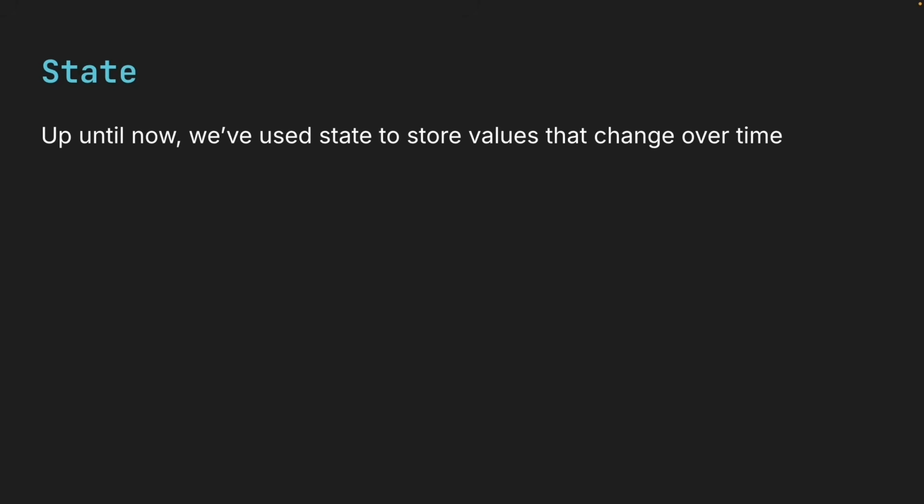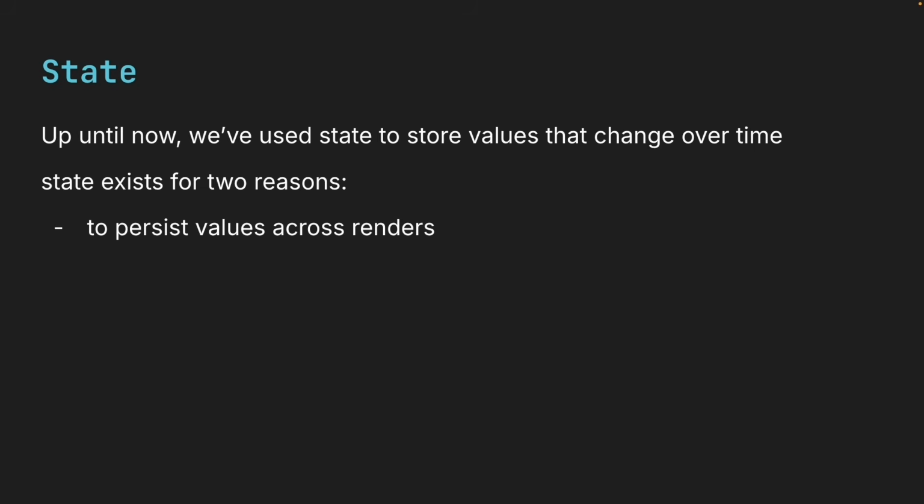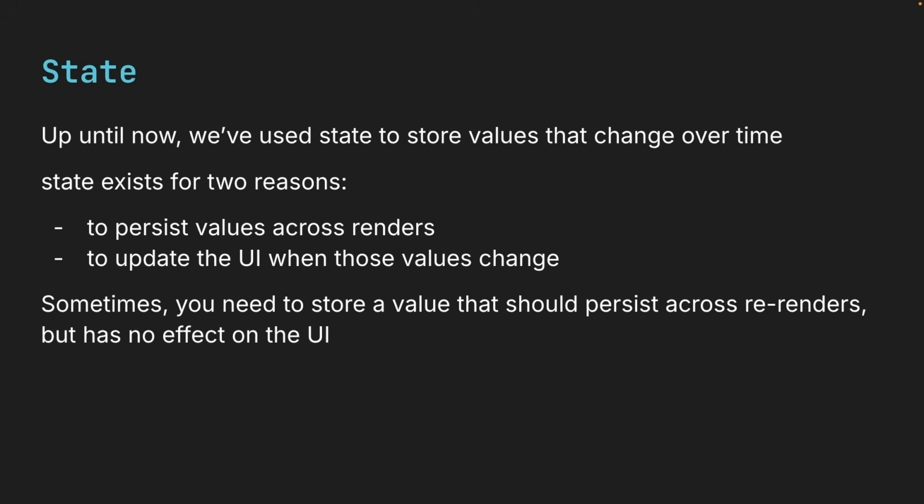Up until now, we've used state to store values that change over time. And that is still the right default. Remember, state exists for two reasons. First, to persist values across renders, and second, to update the UI when those values change. Sometimes though, you need to store a value that should persist across re-renders but has no effect on the UI. In this lesson, I want to show you such an example and introduce you to a new concept called refs.